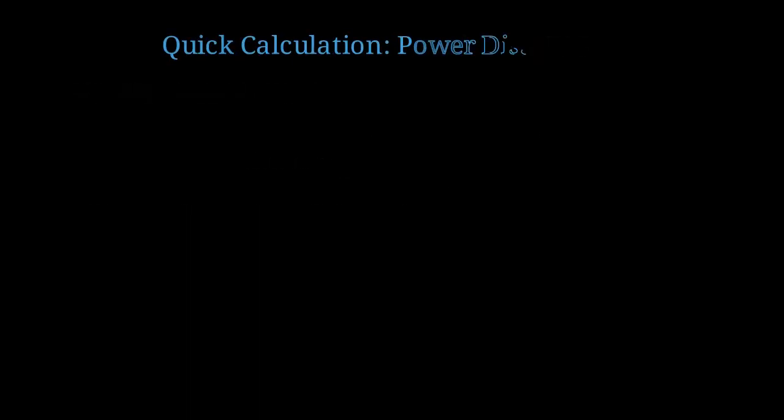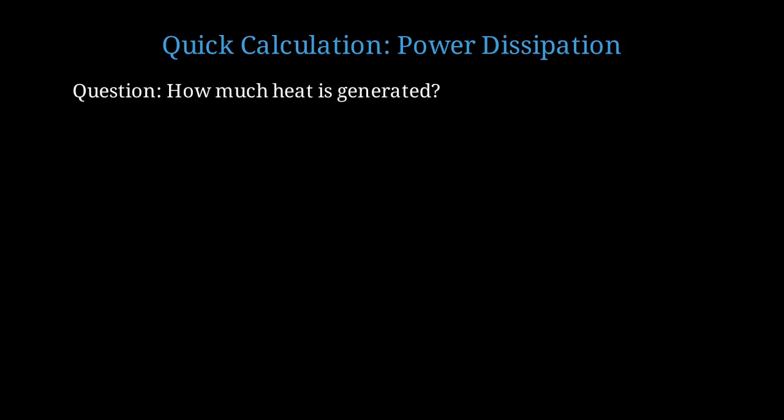Let's do another quick calculation to understand power dissipation in DEP devices. This is important for avoiding heating effects. When we apply alternating electric fields, we dissipate power due to ionic conduction in the buffer. How much heat does this generate? The power dissipated per unit volume is sigma E squared, where sigma is conductivity and E is electric field strength.